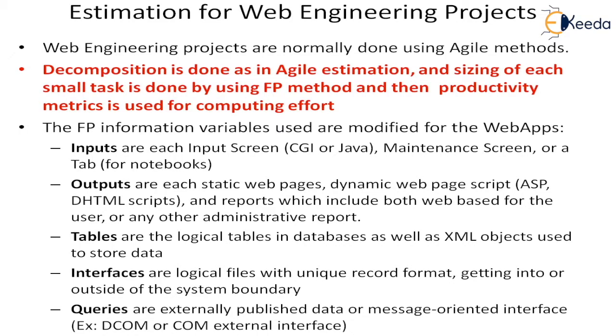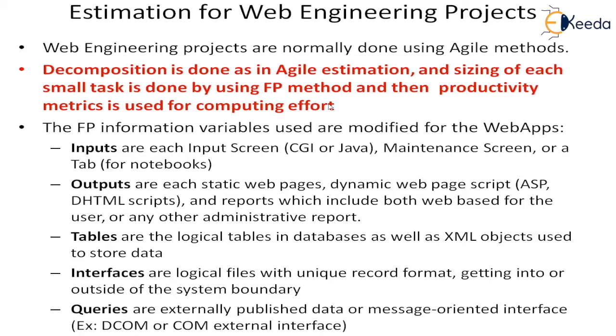Now we go to the web engineering projects. There we considered the characteristics of the agile project, which is different from the conventional methods. So now we will look into the web engineering projects. Web engineering projects are another type of project which are many times done using the agile method. So we can use the decomposition as we have done in the agile estimate and sizing of each small task, or by using the FP method and then using the productivity method that we discussed in the previous slide. So for any web engineering project, we can follow the agile estimation method that we have discussed now.